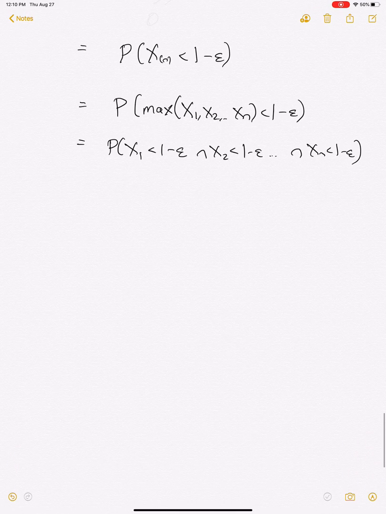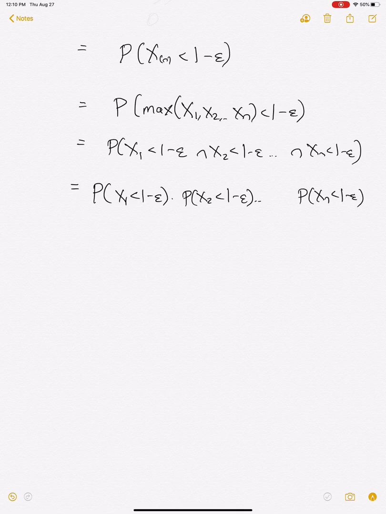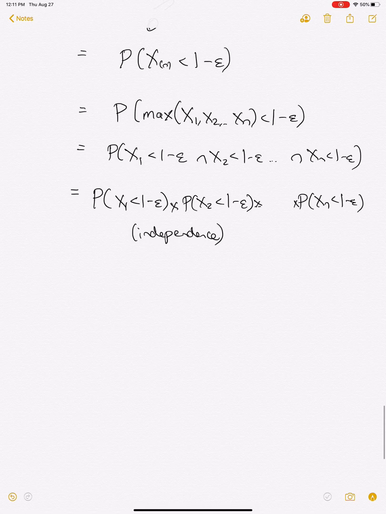What can we do next? Because we have independence here, one of the properties of independence is that we can split this intersection up into products. This is where we've used that property of independence. Because we have these n independent random variables, all of these events are independent, and therefore the probability of the intersection of n independent events is the product. To be clear, I'll just use multiplication here so there's no confusion.